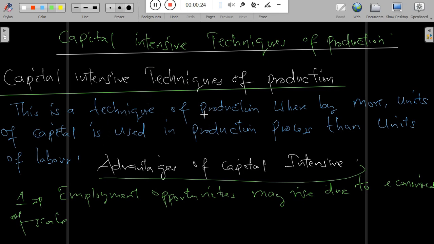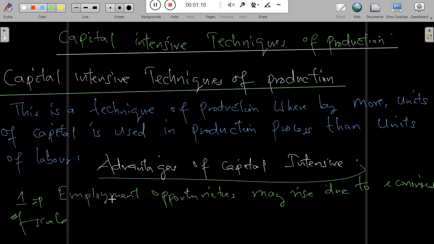Let's jump to another technique of production, the capital-intensive technique of production. This is a technique whereby more units of capital are used in the production process than units of labor. So a company or firm relies on the use of capital rather than labor, the use of machines, and so forth.